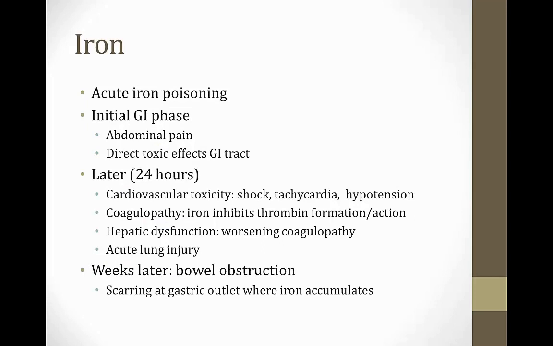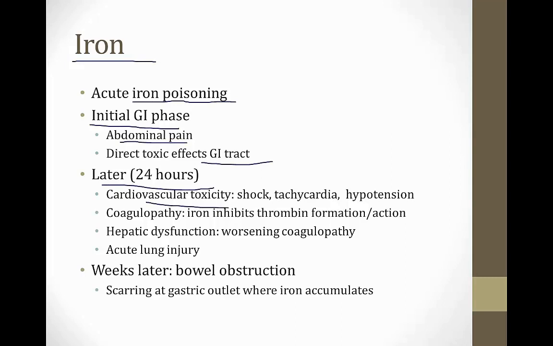Next item on our mud piles list of causes is iron. So this happens when you have iron poisoning. This usually is a child who ingests iron unintentionally. Initially, there's a GI phase where there's abdominal pain, and this is due to direct toxic effects of iron on the GI tract. But then about a day or so later, you'll start to see cardiovascular toxicity.